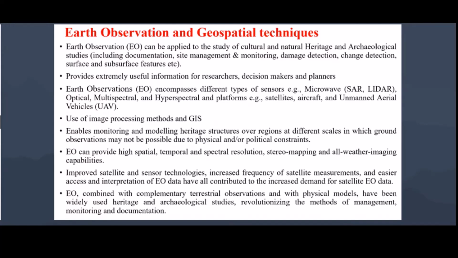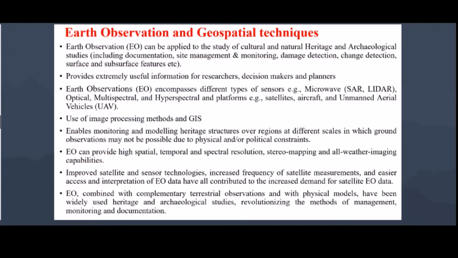Now, this technique provides extremely useful information for researchers, decision makers, and planners, and also for the very common man like you and me, so that we are able to see, appreciate, and visualize this heritage. It becomes especially important in times such as these that we are going through, where going out to a museum or to a site becomes very difficult. Such techniques will help us make virtual museums, and people can make use of those. Researchers can make use of such facilities and study and appreciate the heritage aspects that we have through such means.